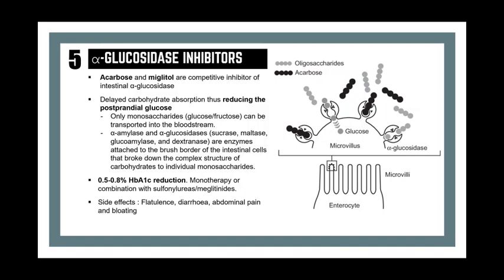Acarbose and miglitol are competitive inhibitors of the intestinal alpha-glucosidase, and they reduce the post-meal glucose excursion by delaying the digestion and absorption of starch and disaccharides. This alpha-glucosidase inhibitor is able to reduce HbA1c by up to 0.8%. The most common side effects are flatulence, diarrhea, abdominal pain, and bloating.